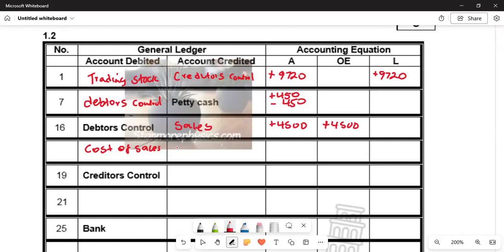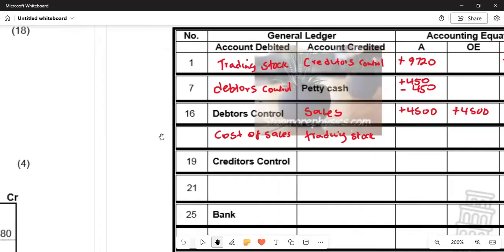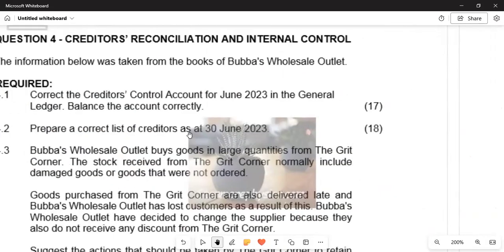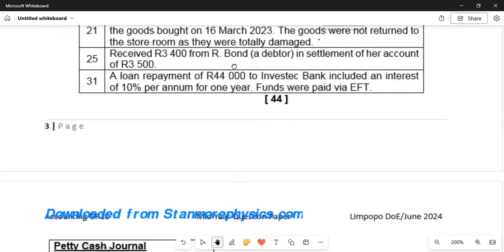So we are also going to have trading stock, because with the sales we were selling stock, and we want to know how much it cost us to sell that stock. So now we are taking out the stock, like we were told that we sold the stock on credit to our debtor. So now let us go back to the information.